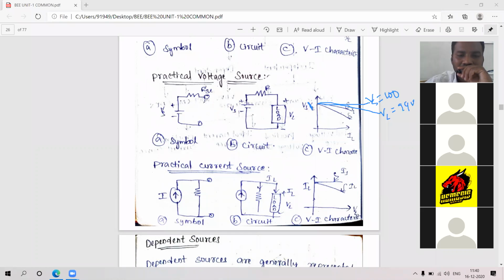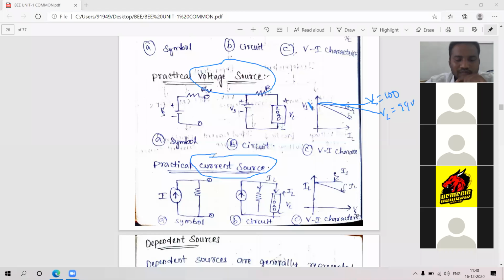Now let us go with the practical current source. In a voltage source, voltage divides in series only. What about current? Will current divide in series? No, sir. Current divides in parallel only, in the parallel branch. So practically we cannot create a 100% current source.